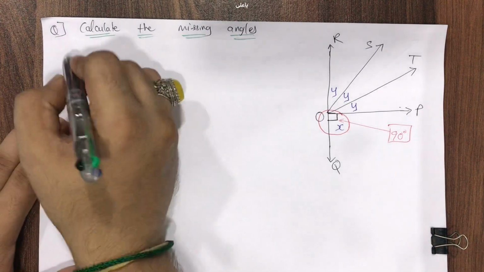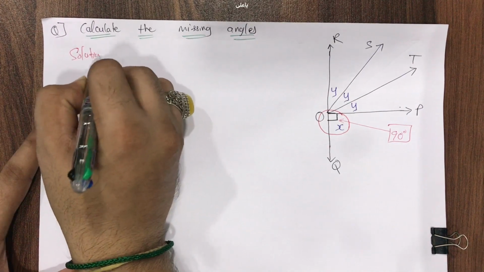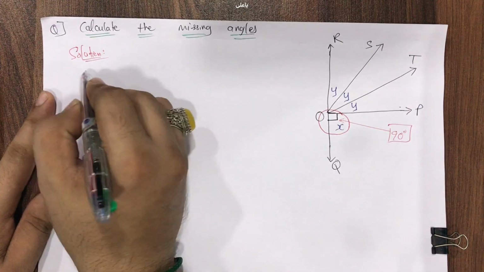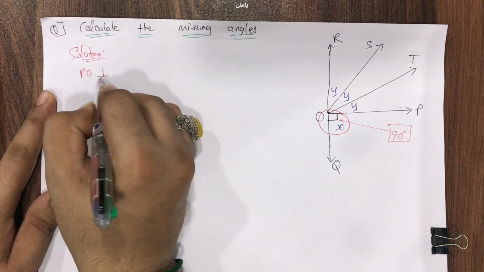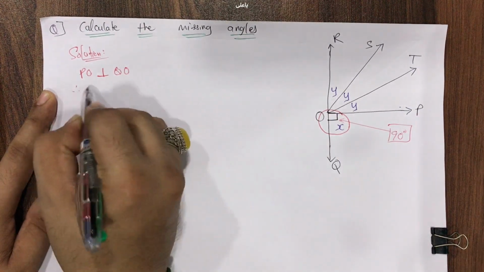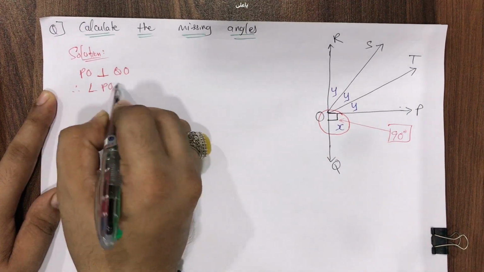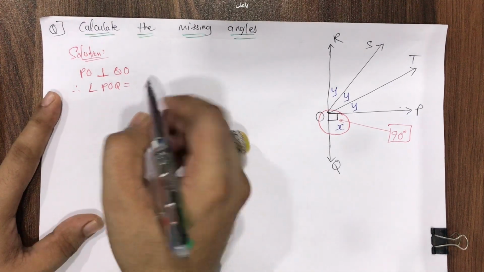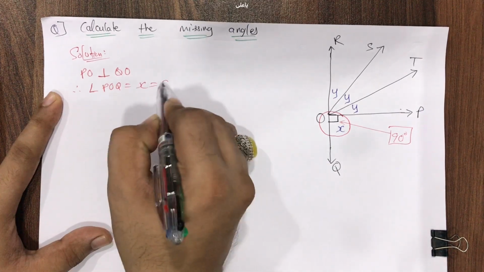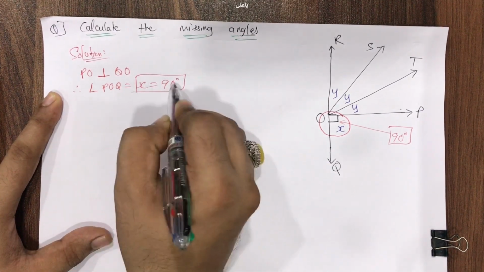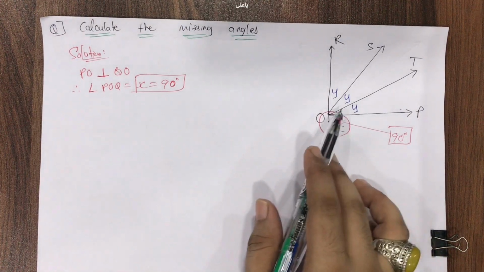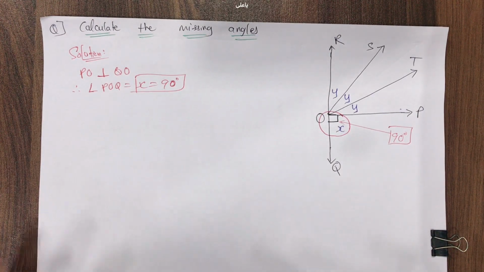So in the solution part, students, the first thing we can say is PO is perpendicular to QO. See, this is the symbol as I explained. Therefore angle POQ is equal to, what is the value of angle POQ? It's called X, and it is equal to 90 degrees. That's it. Yes, we got one of the unknowns. Now it's time to find the other unknown, which is just Y.